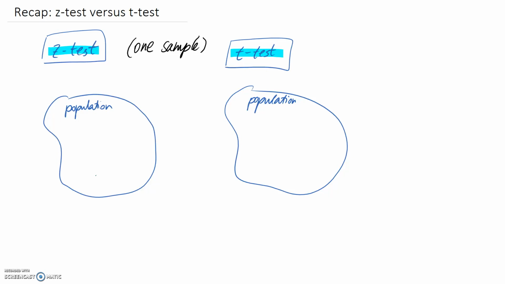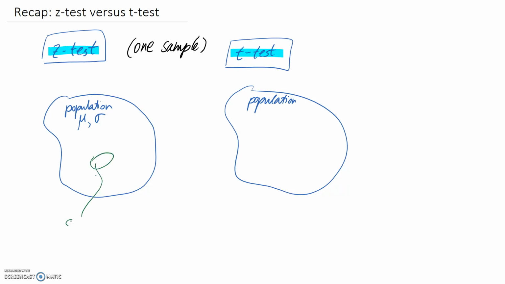So starting with the z-test, what we assume firstly is that we have our population and it's normally distributed. So we know that a normal distribution can be described with the mean, which we call mu, and the standard deviation, which we call sigma.